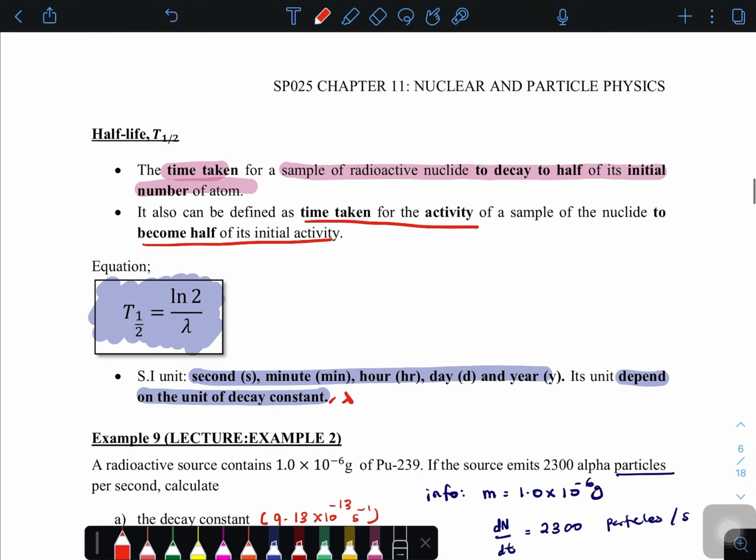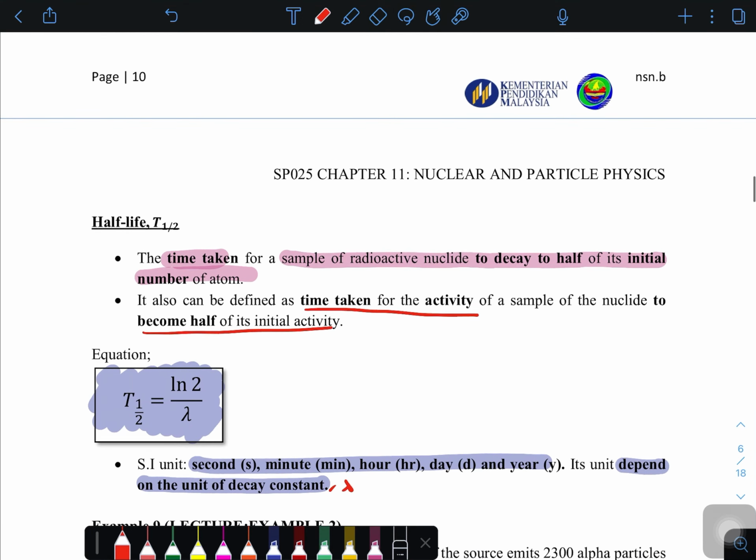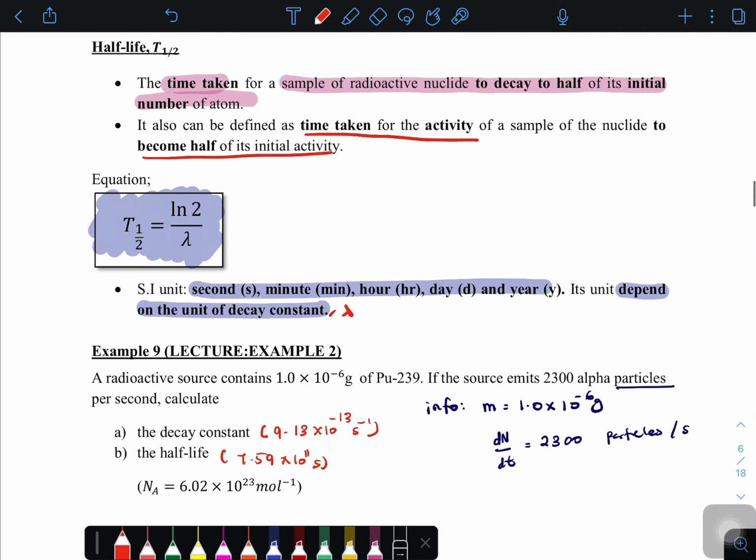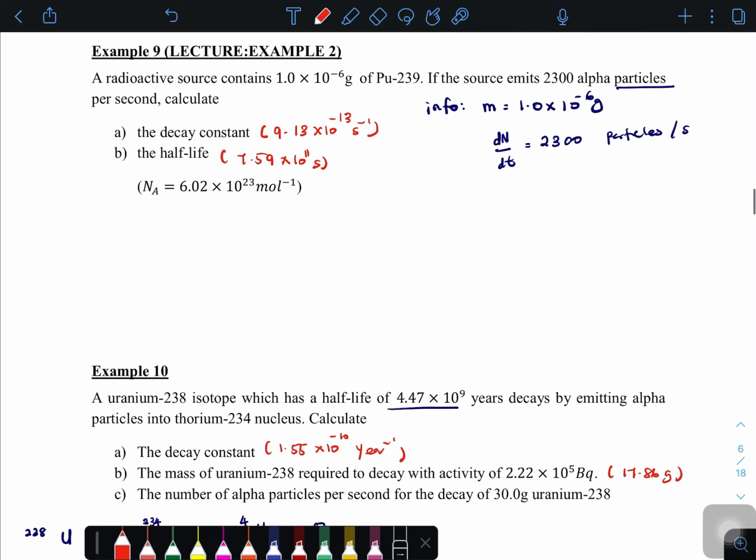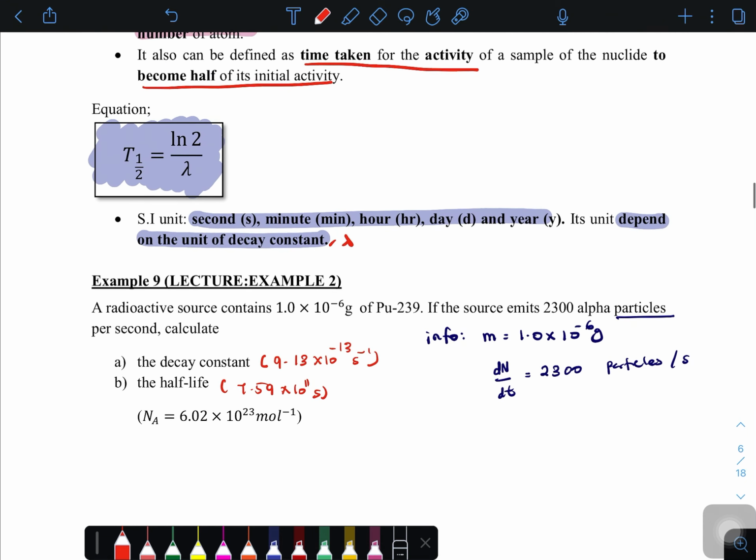Okay, so that's for the second part of 11.2, and in the next video I will show you how we do example 9 and example 10. Right, so that's it. Thank you.